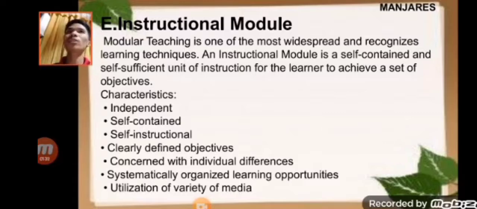For example, you can easily learn or study by yourself. Okay, next we have self-contained. You will contain yourself as an instructional module, so you can learn well by yourself. For example, you have your study. You have read ebooks, you have studied your lessons, and you can learn well when you study by yourself.